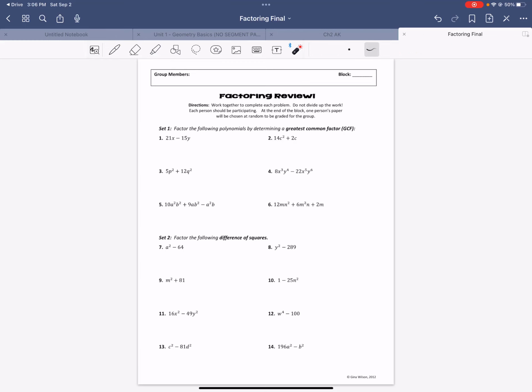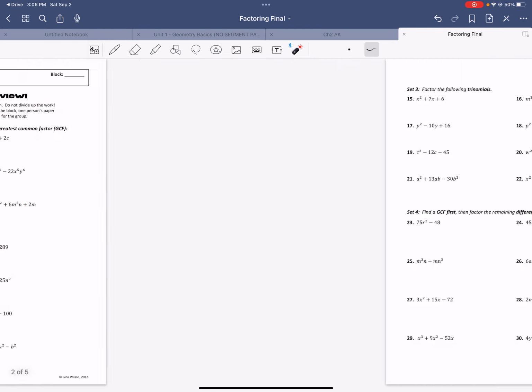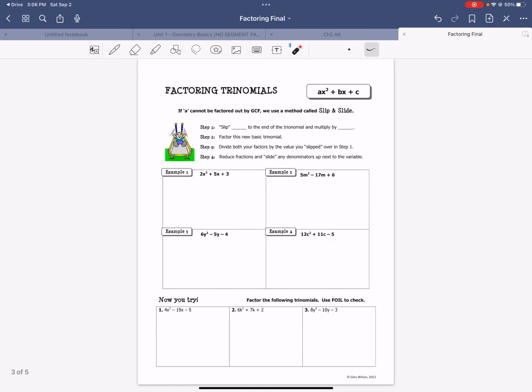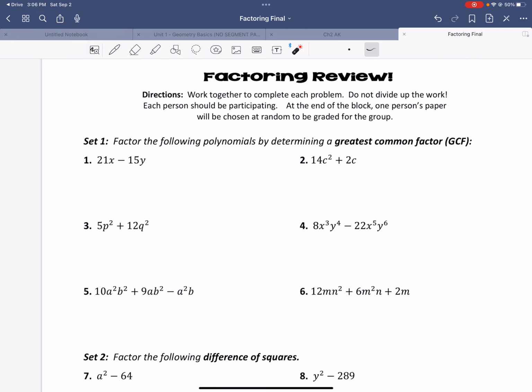So this time we are going to review factoring. First one is about GCF, second one is difference of squares, and third one is just simple factoring with a GCF. And this one I will make the video for next video, okay? So let's do this one first.